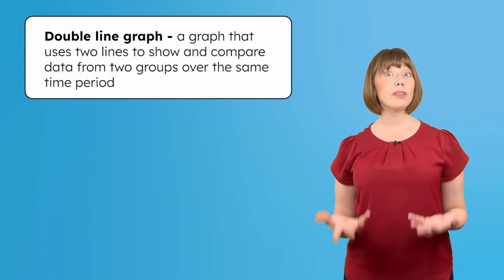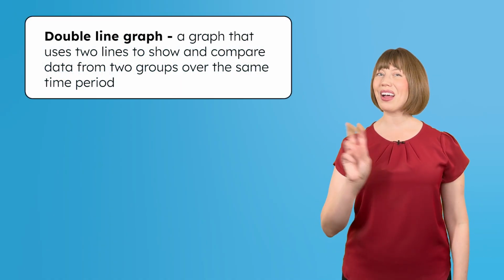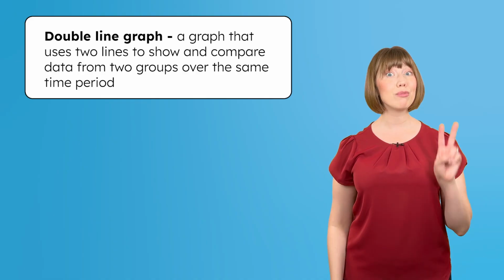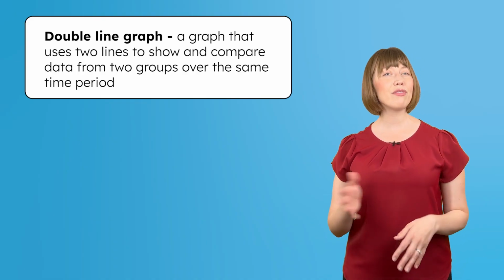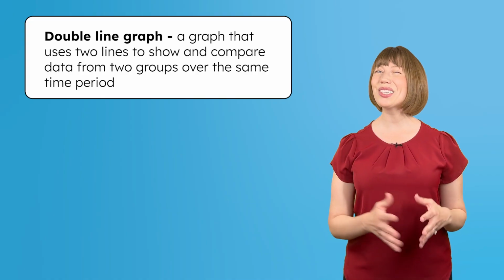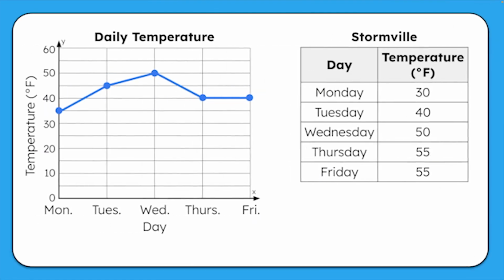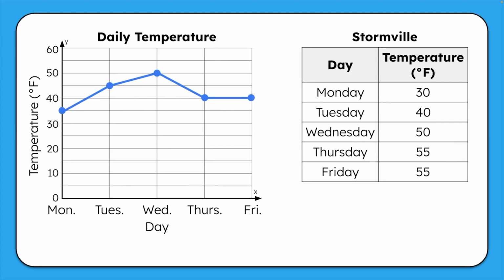The first step of our challenge was to create a double line graph, which uses 2 lines to show and compare data from 2 different groups over the same time period. We graphed Lakefield's data. Now, let's add Stormville's.